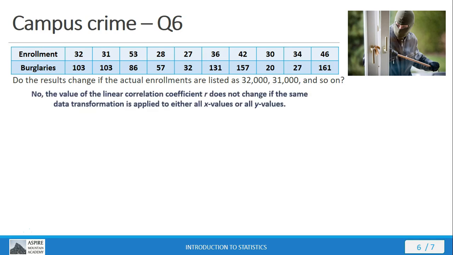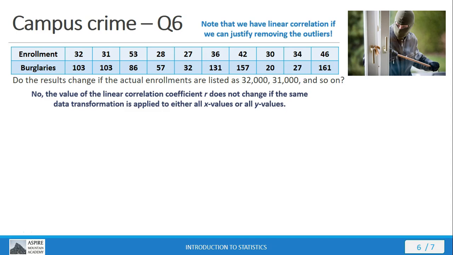But if you want to prove it to yourself, go into StatCrunch and list the values out: 32,000, 31,000, and so on. Redo the analysis, and you'll see that there's absolutely zero change in the value for R. It does not change one whit.